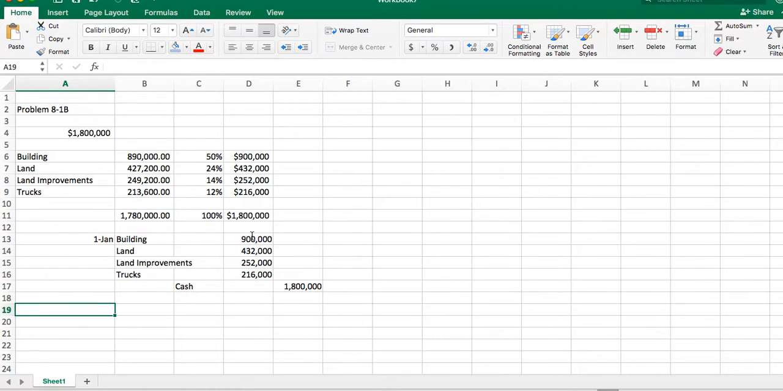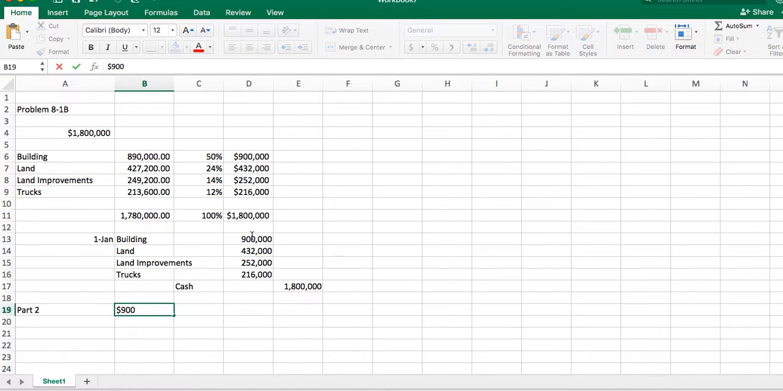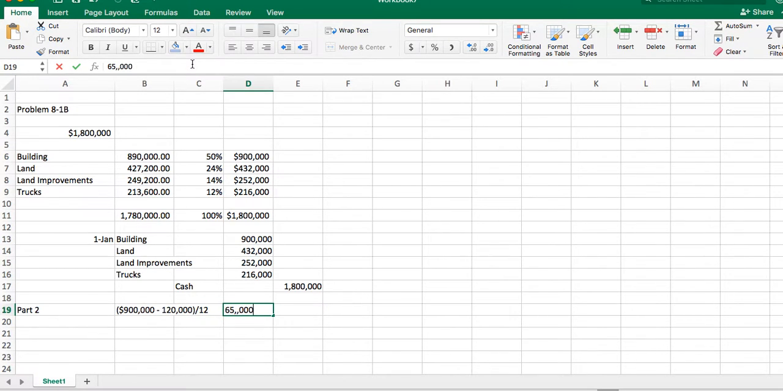Then the next thing they ask us to do is to compute the depreciation for year 2015 on the building using straight line method, assuming a 12-year life and $120,000 salvage value. So to calculate depreciation, we take the cost of the building, the book value, and we subtract the salvage value, which is $120,000. And then we divide that, we're doing straight line, so we just simply divide that by the number of years in its life, which is 12, and we come up with $65,000. So that is the annual depreciation on the building.